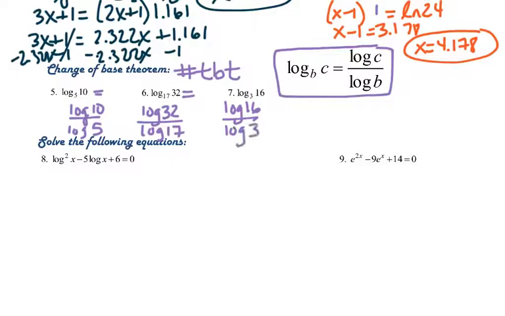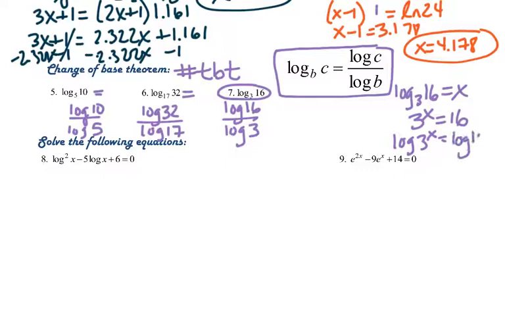You might say, why? Why is that the same? So let's just take number 7 as an example. If I have the log base 3 of 16, if I set that equal to x, I could loop it, 3 to the x equals 16. I could take the log of both sides, and the x comes down in front. x log 3 equals log 16, and divide both sides by log 3.